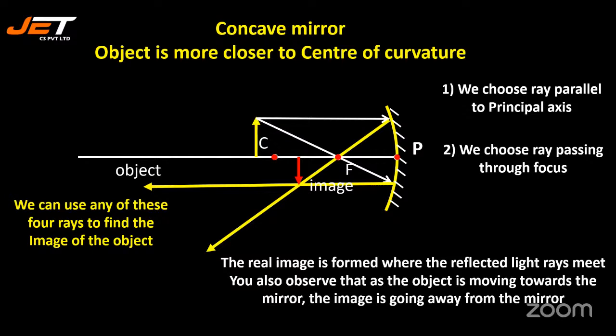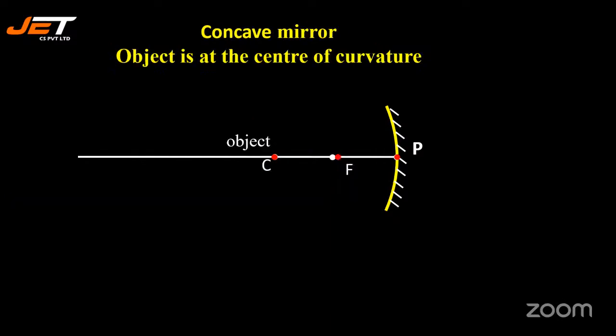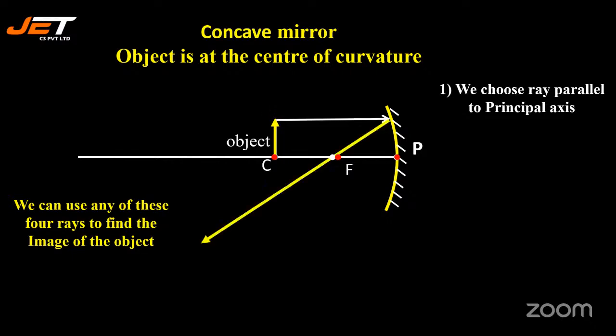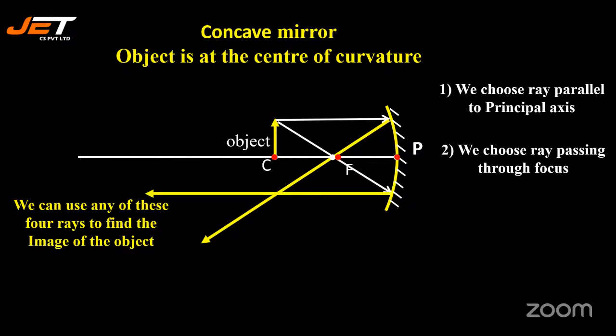All right. Now let us keep the object exactly at the center of curvature. Now this is what Srinitya was talking about. If we place it at the center of curvature, we choose the ray parallel to the principal axis. On reflection, this goes through focus. That's fine. The ray through focus will go parallel to the principal axis. That's also fine. The intersection of these two reflected rays, the yellow rays, is nothing but the image formed. The inverted red arrow is the image.